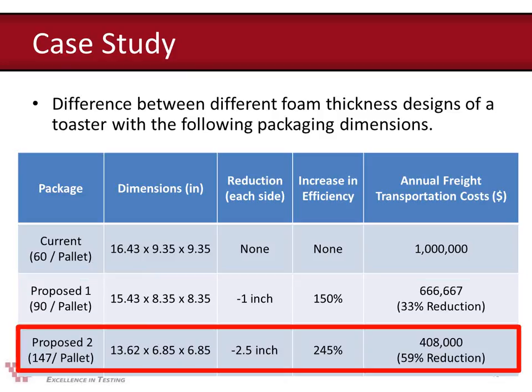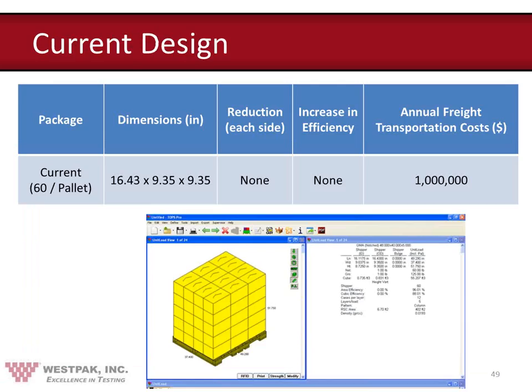And lastly, we have the third or the second proposed design, and that's a reduction of 2.5 inches total, so 1.25 inches on each side. And that will give you an increase of efficiency of 245%, and it will allow you to fit 147 units per pallet, and a 59% reduction in cost as well. So let's see what these designs look like when you actually put them into the automated programs.